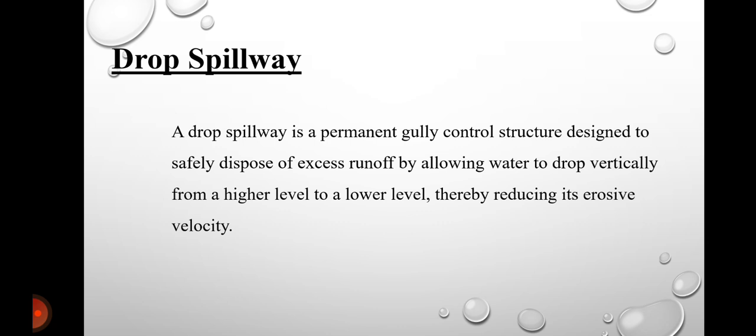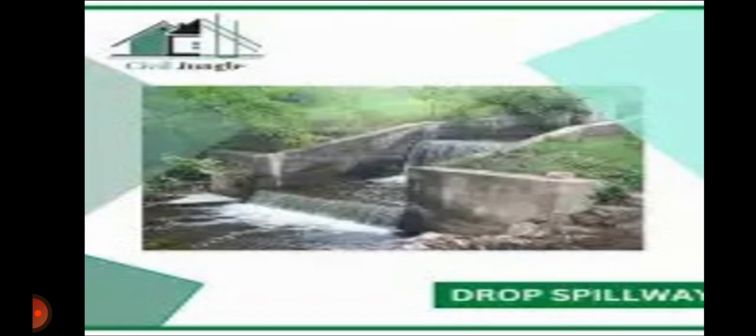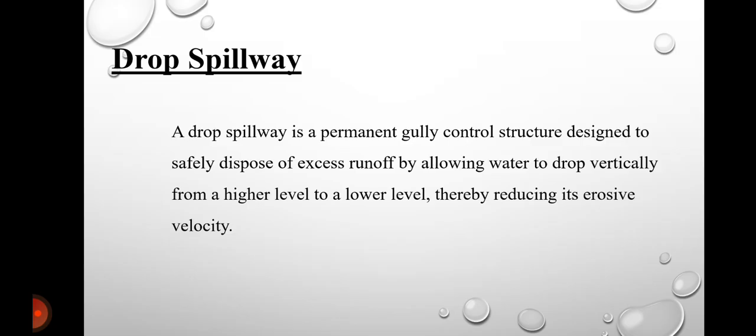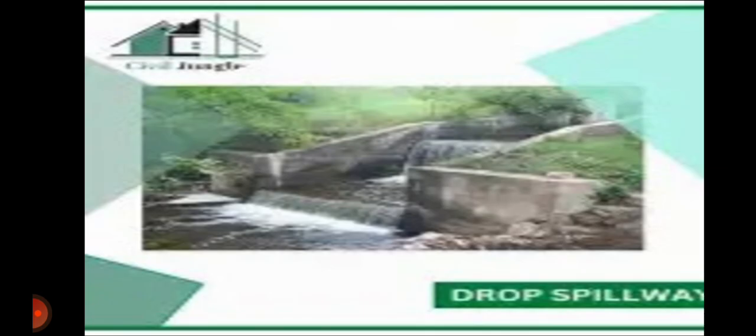So, the objectives of the drop spillway are to control the slope and the velocity of runoff water to prevent gully bed erosion, to safely convey excess runoff, to stabilize the gully and its bank, and to prevent the further deepening of the gully. Here is the diagram of the drop spillway. I hope you all can clearly see this picture of the drop spillway. It may be useful for you for further studies.